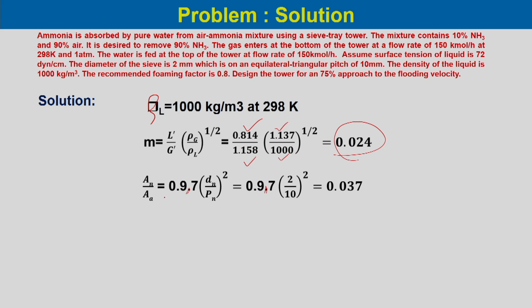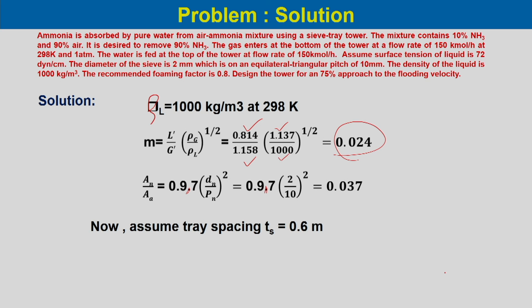AN by AH would be equal to 0.97 dN by Pn whole square, which is equal to 0.97 into 2 by 10 whole square, which is coming out to be 0.037.